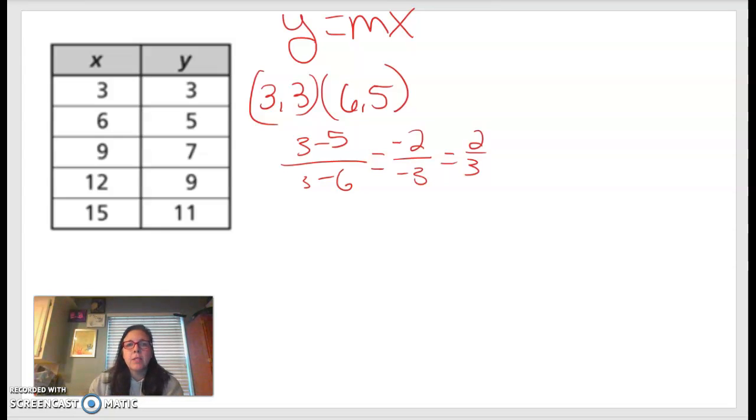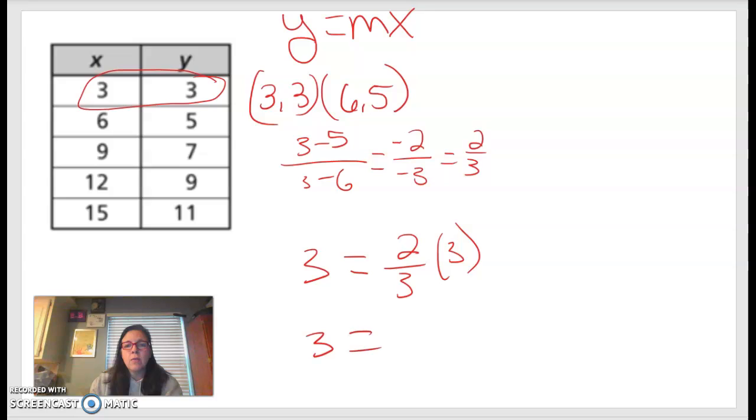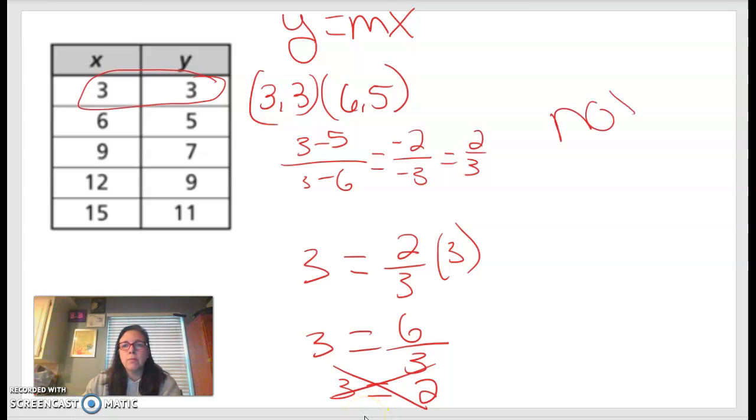So now we have to check. We just pick any point. We'll pick this point. So y is 3 equals 2/3 times 3. So 3 equals 3 times 2 is 6. 6 divided by 3 is 2. Does 3 equal 2? No, it does not. So this would not be proportional.